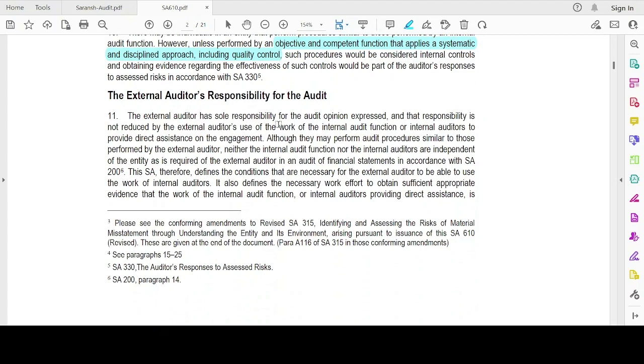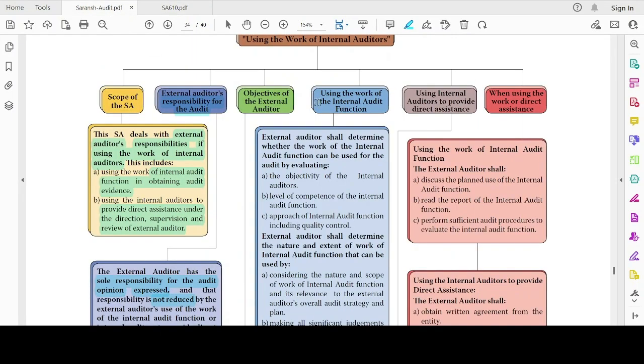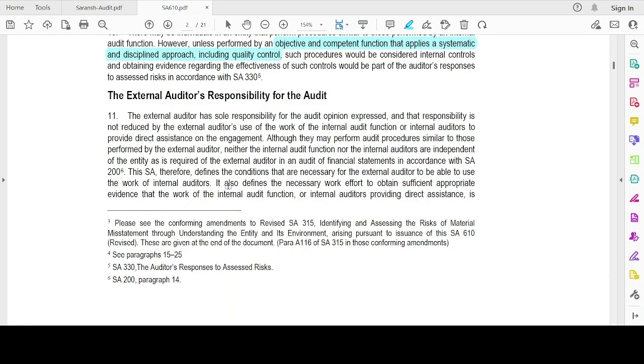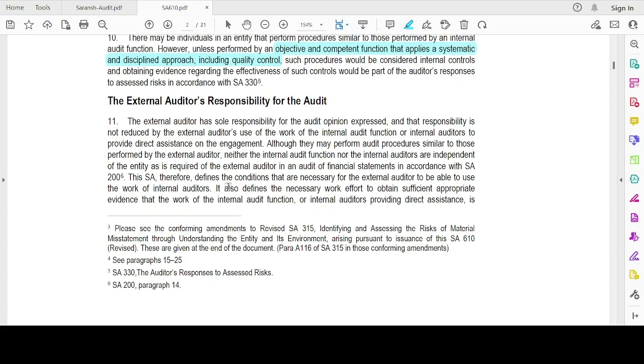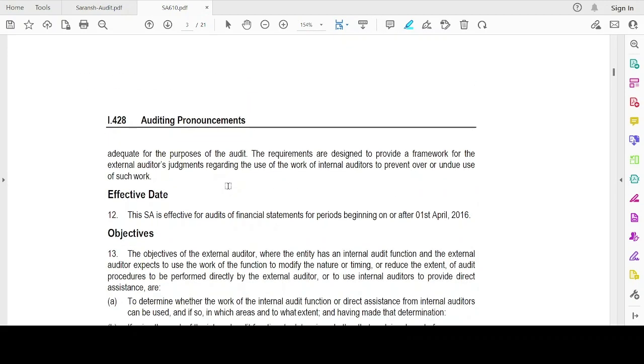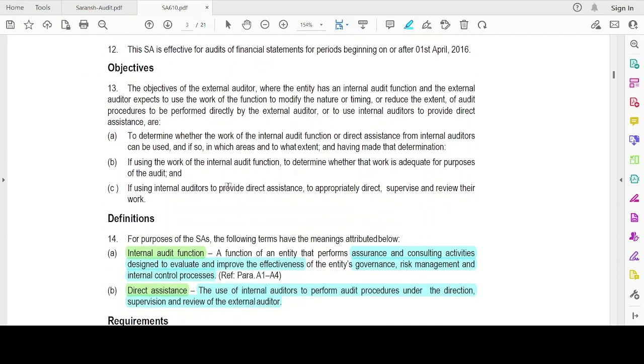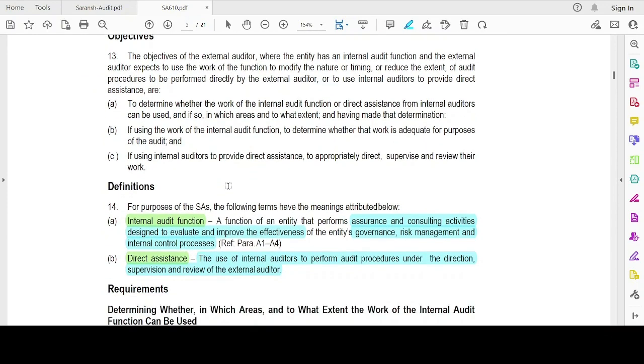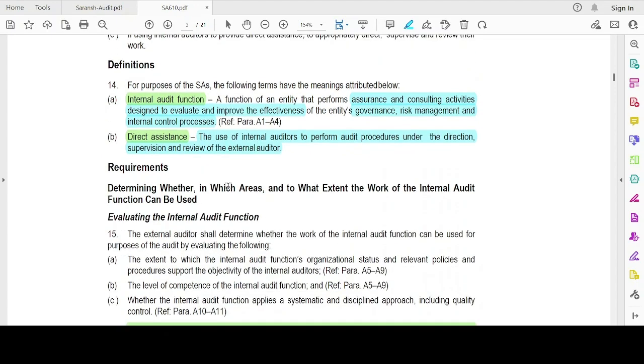Now, the external auditor's responsibility, we have already gone over it, right? He continues to be responsible even though he uses the work of the internal auditors or the internal audit function. The checklist also we have determined, right? Like I have to decide whether I have to use the work of the internal audit function. If I have decided, then for the internal audit function, I have to check whether the work will be adequate, and for the internal auditors providing direct assistance, I have to check whether I will be able to appropriately direct, supervise, and review their work. That is also done. Now, definitions are done. Now, let's move on to the next area.